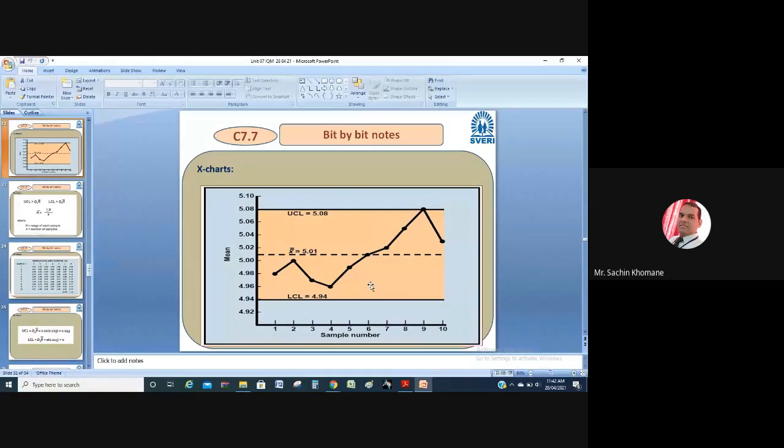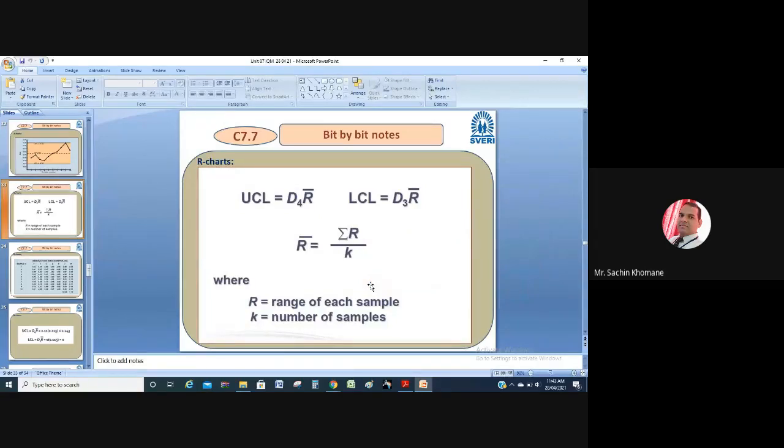It is in control, right? If things are going beyond the upper limit or going below the lower control limit, then you can say some problem is there. Okay, so now I think you understood this. Let us proceed to the R chart.